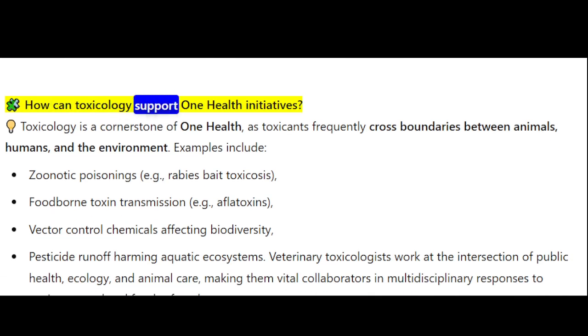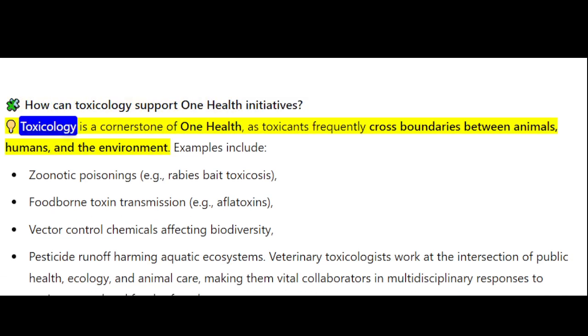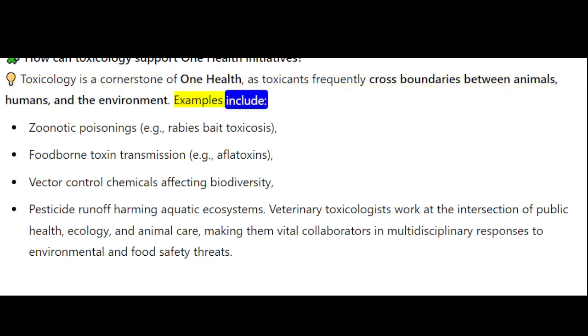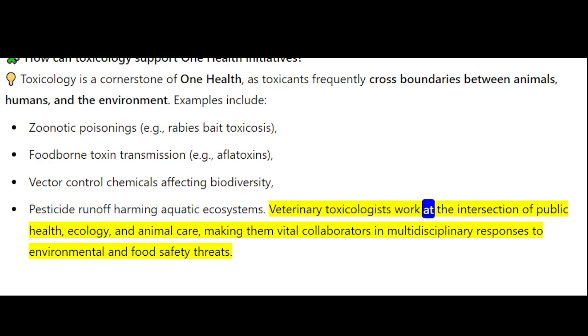How can toxicology support One Health initiatives? Toxicology is a cornerstone of One Health, as toxicants frequently cross boundaries between animals, humans, and the environment. Examples include zoonotic poisonings, for example, rabies bait toxicosis. Foodborne toxin transmission, for example, aflatoxins. Vector control chemicals affecting biodiversity. Pesticide runoff harming aquatic ecosystems. Veterinary toxicologists work at the intersection of public health, ecology, and animal care, making them vital collaborators in multidisciplinary responses to environmental and food safety threats.